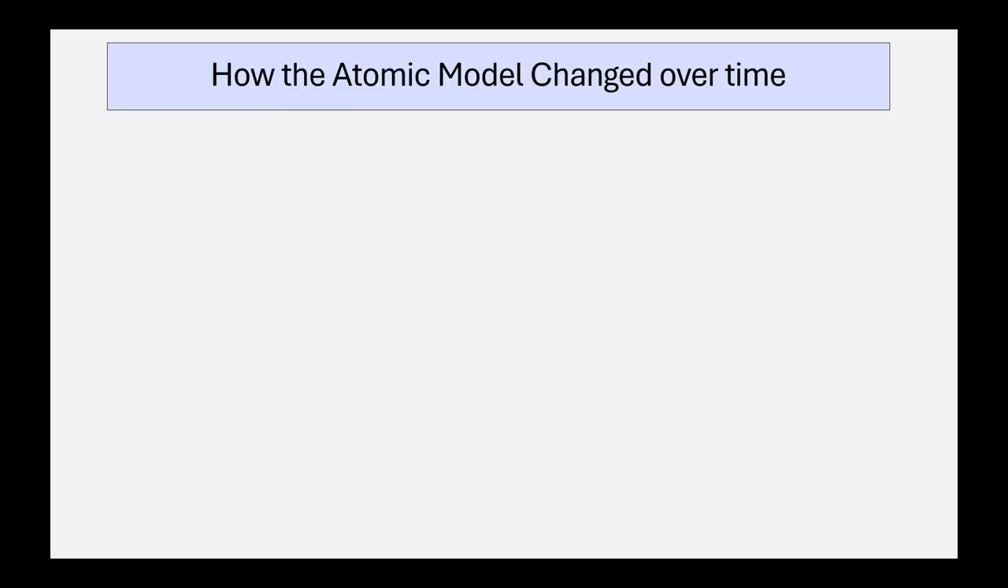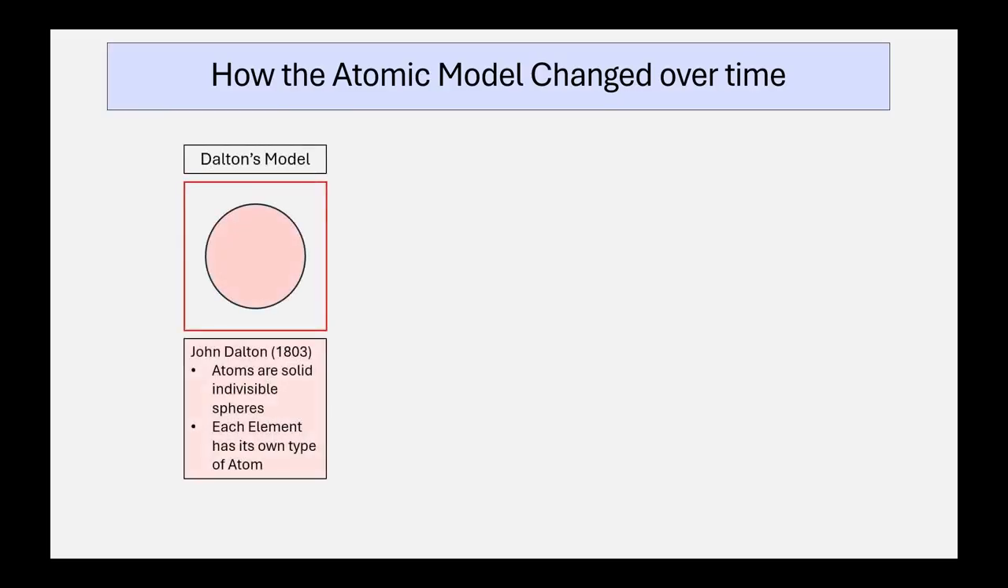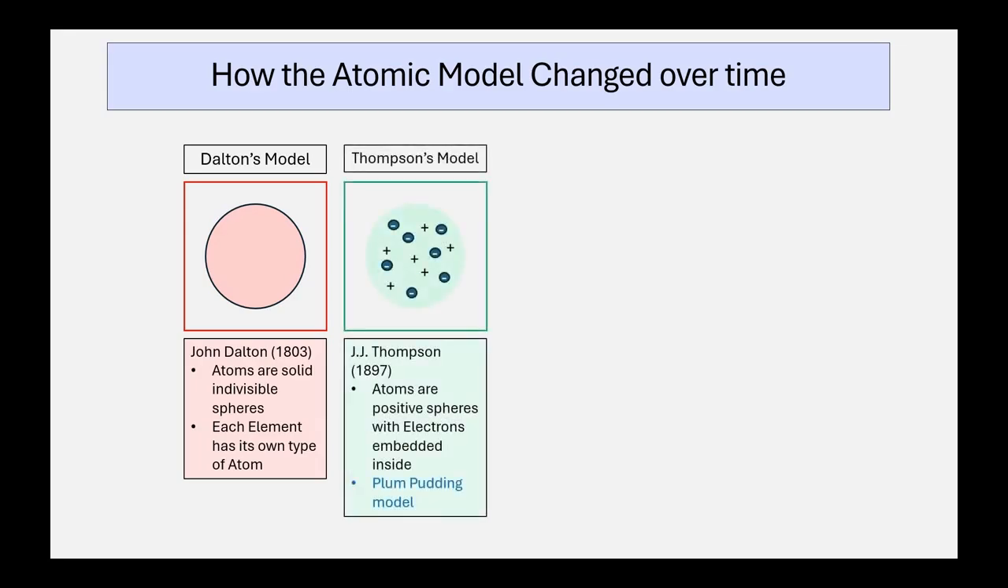How the atomic model changed over time. So in 1803, John Dalton published The Atomic Theory, which suggested that atoms are solid, indivisible spheres, and each element had its own type of atom. 100 years later, in 1897, J.J. Thomson published his theory that suggested that atoms are positive spheres with electrons embedded inside. We call this the plum pudding model. This is one to remember.